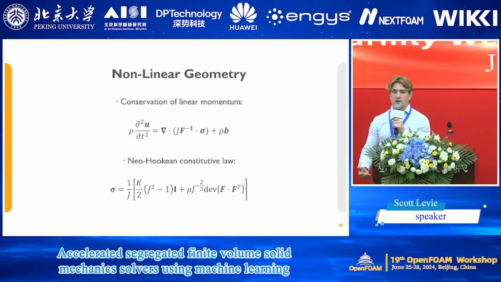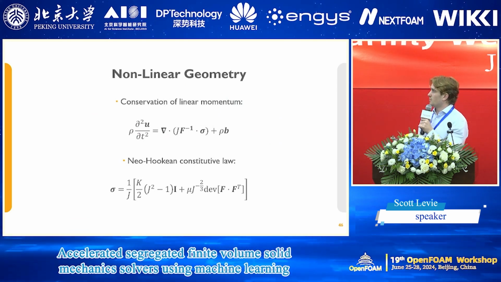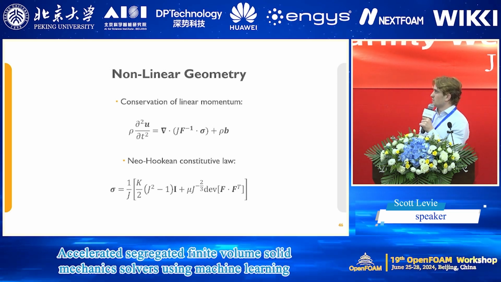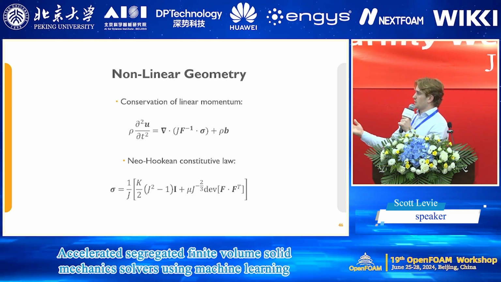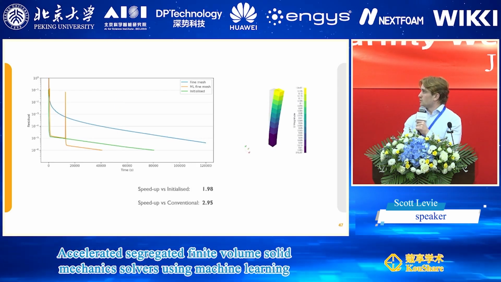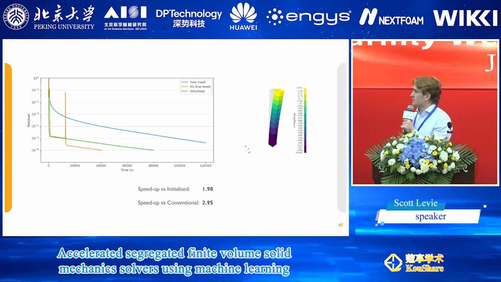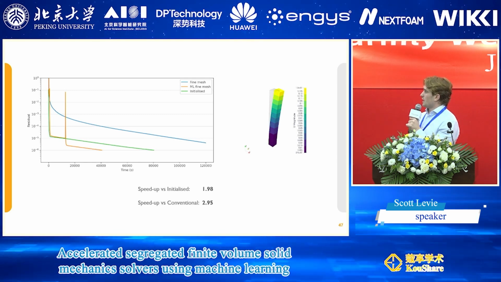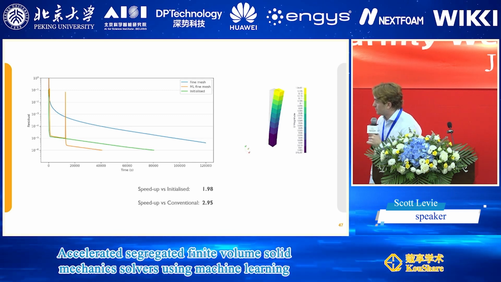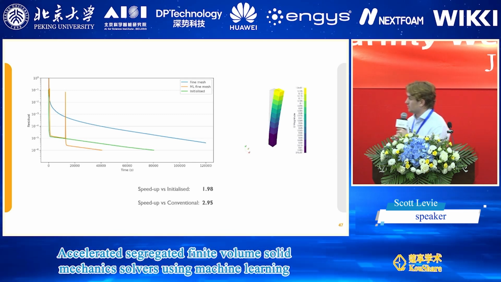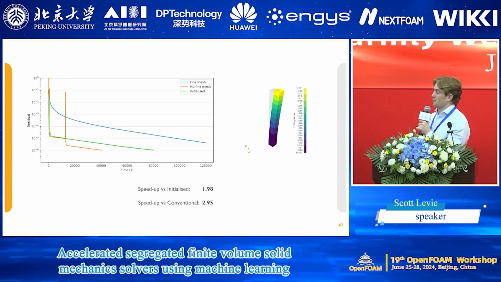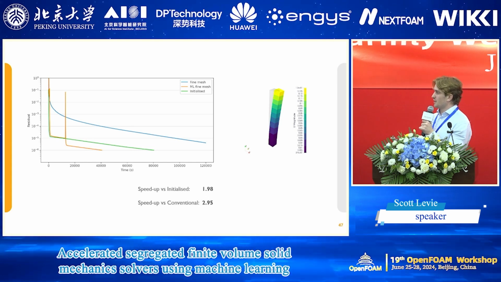Then I moved on to nonlinear geometry or large strain problems. The governing equation and constitutive law changed. The governing equation allows for large deformation, and I use a Neo-Hookean solid. The first test case that I tried was a static 3D cantilever beam. This case takes very long to converge. You're talking about 120,000 seconds, so I think that's, I don't know, maybe 40 hours, something like that.